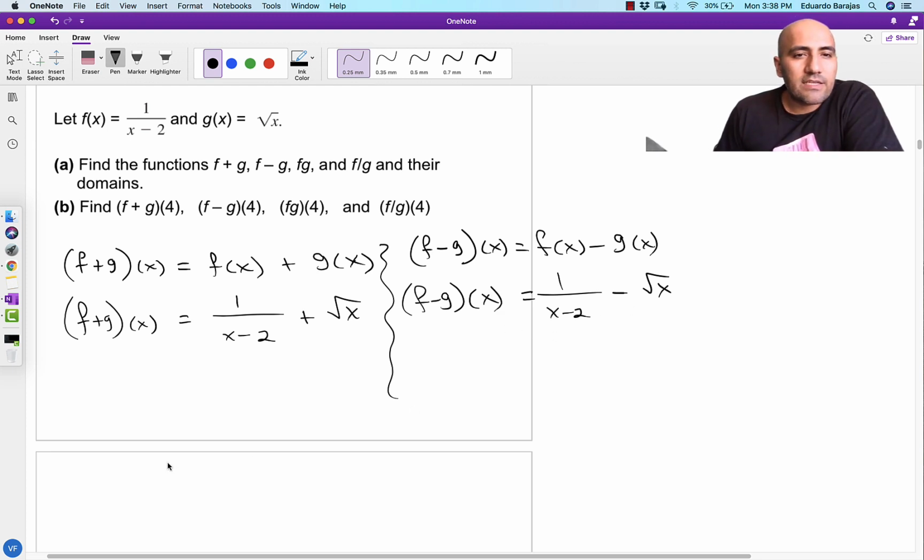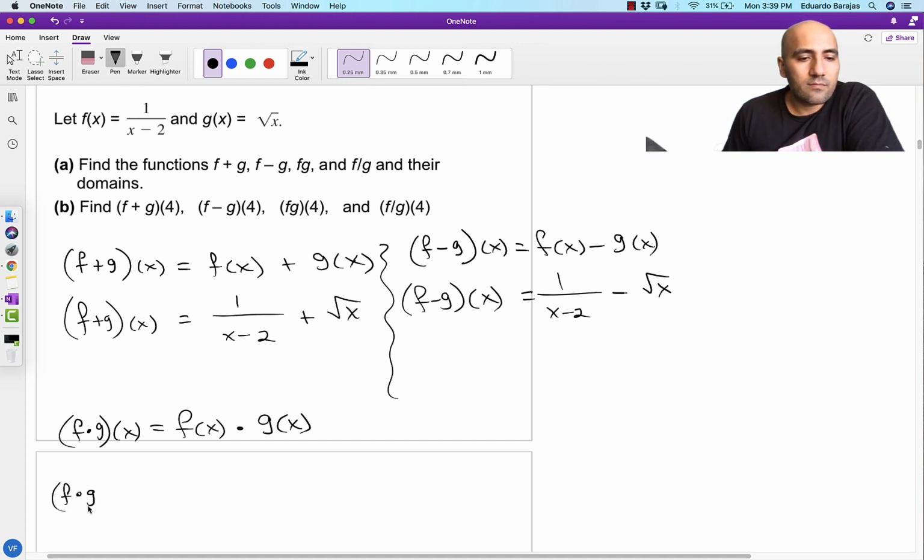Next we have the product. So here is f times g evaluated at x, again, defined technically as f of x times g of x. And so that means that this new function is equal to 1 over x minus 2 times root x. And then since we can just put a little 1 underneath here, it's really just root x divided by this. Same thing as root x divided by x minus 2.